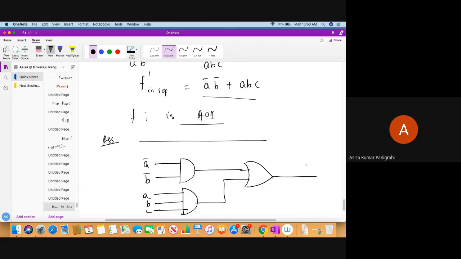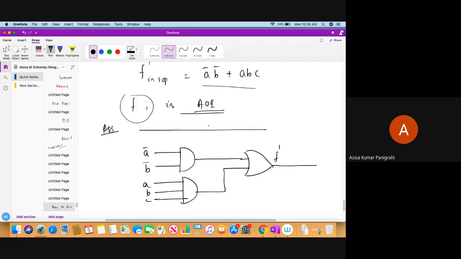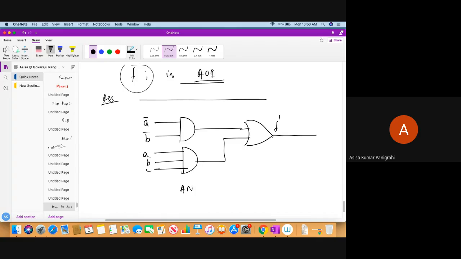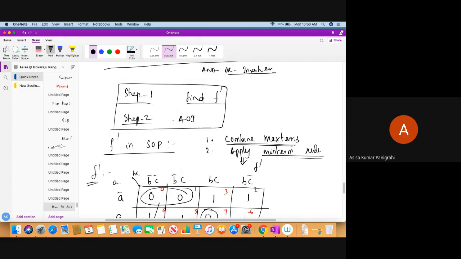So this actually gives me f bar, but I need f realized in AOI. So I have got AND OR, 2 levels, and if I put a NOT gate here, then this will give my f, and this becomes my AND OR inverter realization. So this is the final realization. If you do this, you'll get 5 out of 5. Any doubt on this, students? What you need to do? First step, find f bar, then realize with AOI, if the function is given like this.